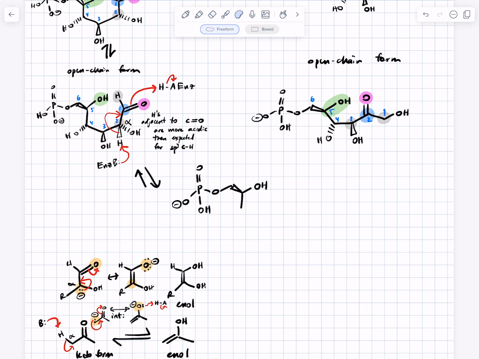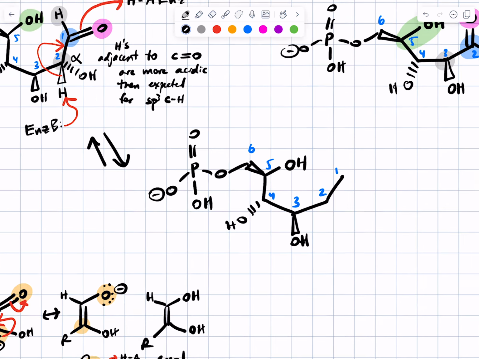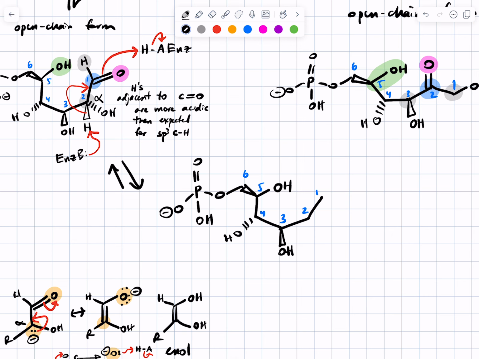Move those arrows over just a little bit. C4, C3, C2, and C1. So 1, 2, 3, 4, 5, and 6. Stereochemistry at 4 and 3 stay the same. Now, because of enol formation, there should be a pi bond between 2 and 1. 2 is still attached to an OH group, but now 1 is as well.